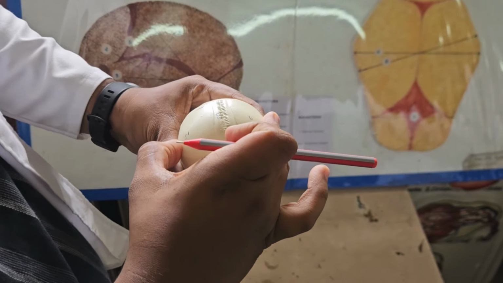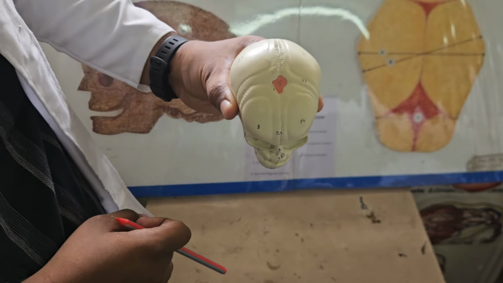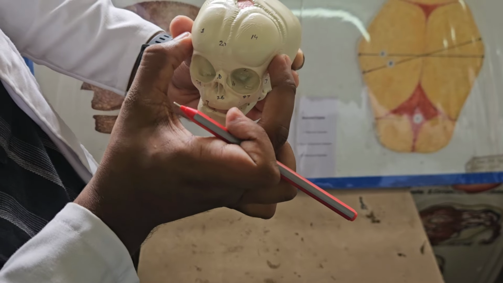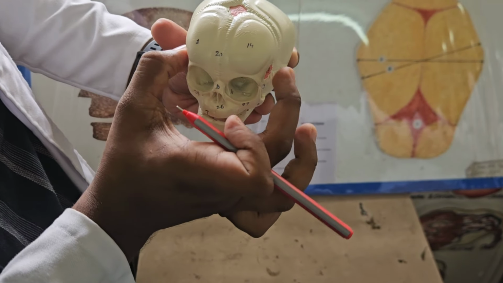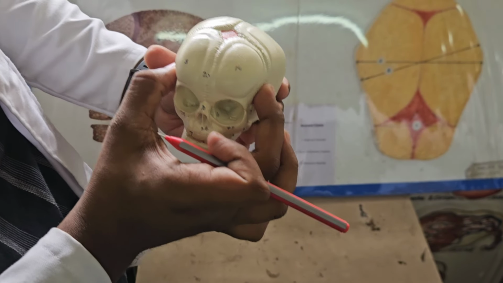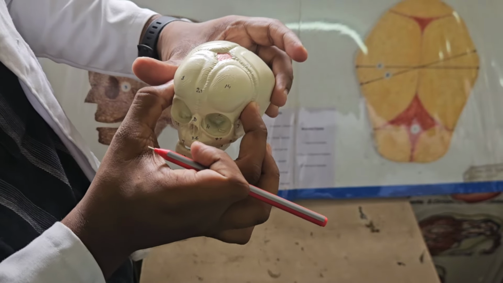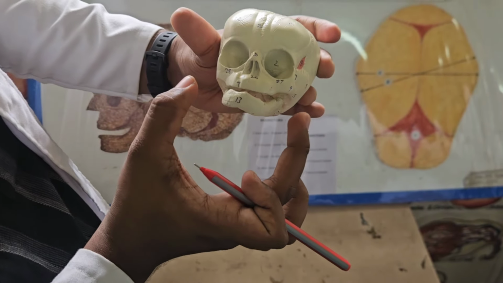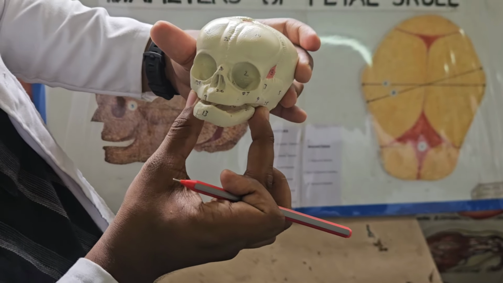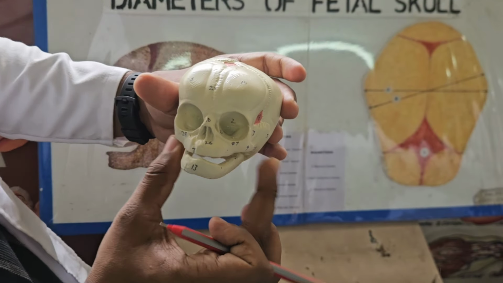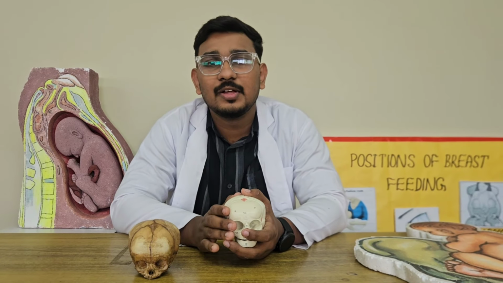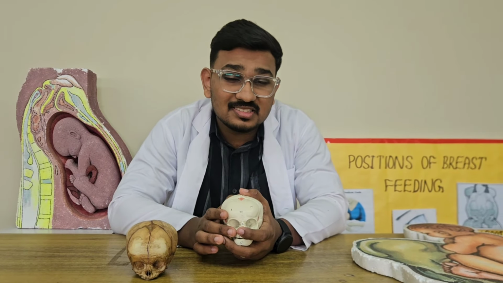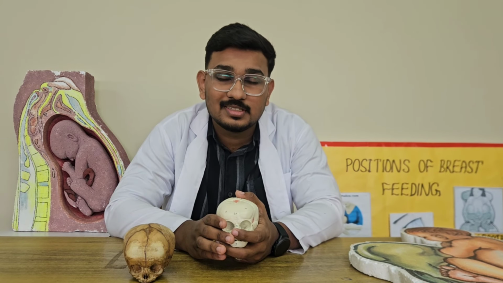It is 9 centimeter. The next transverse diameter is bitemporal diameter between two temporal bones. It is 8 centimeter. The next transverse diameter is bimastoid diameter. It is 7.5 centimeter. Now you got a clear picture about the fetal skull. So we have discussed the fetal parts, bones, sutures, fontanelles, and the diameters. So thank you.